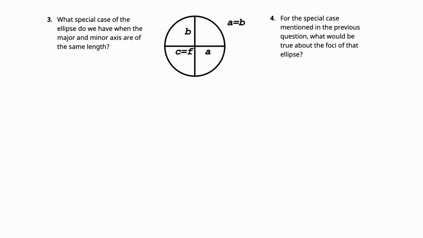Now, what happens to the focus, like this question's asking? Well, remember, the sum of the distances is equal, so that means the two points then get squeezed on top of the center. So the focus and the center are actually the same point in a circle. We just call it the center. The major and minor axes, we just call the diameter, and the distance is always the same, the radius.